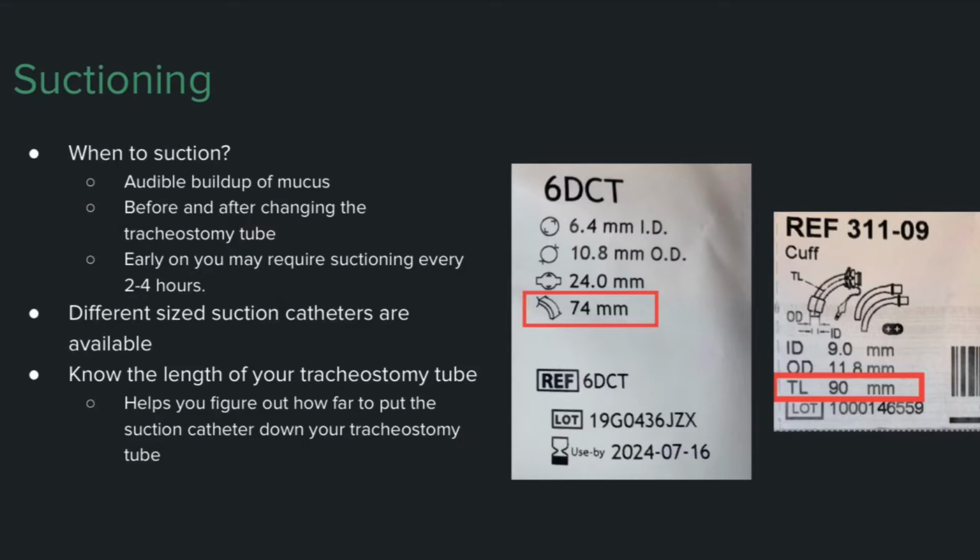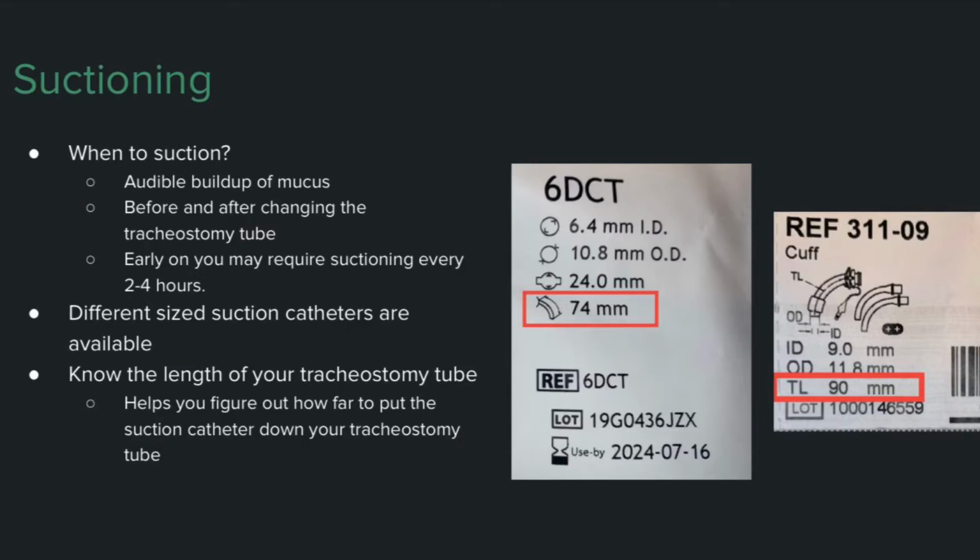Other times to suction are before and after changing the tracheostomy tube and when letting the cuff of the tube down. Suction catheters come in different sizes. Use an appropriately sized suction catheter that your tube can accommodate. Smaller suction catheters may become blocked more easily, and you may need a bigger size for thicker mucus.